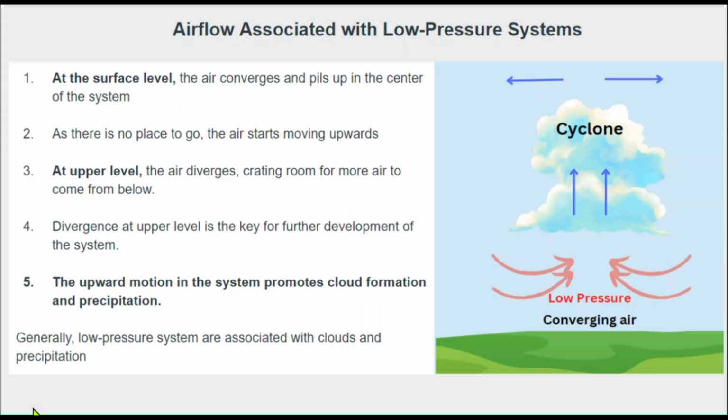Now let's examine vertical airflow created in a cyclone. At surface level in a cyclone, air converges toward the center and accumulates there. Since the air has no place to go, it begins to rise, and at upper levels diverges, making room for more air to ascend from below.